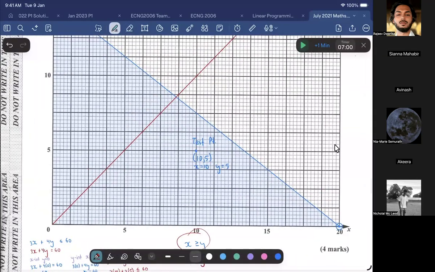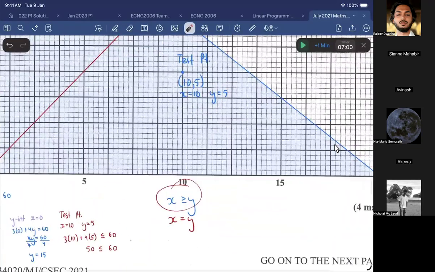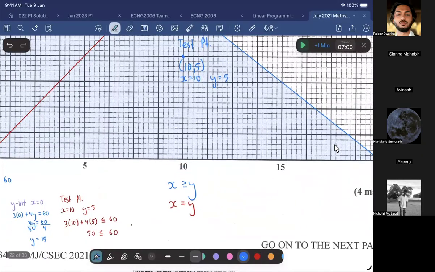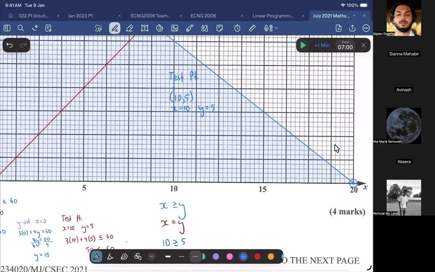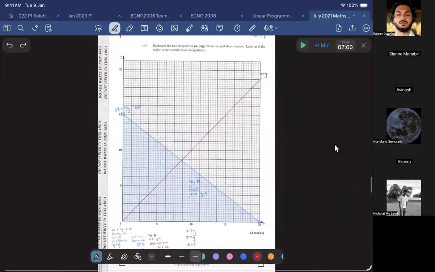We already have a test point, you see, 10,5 in that region. Yes, sir. Right, so let's see if 10,5 would work. So x is 10 and y is what? 5. Is 10 more than 5 or is 10 less than 5? More than. So it makes sense to shade this region, right? Yes, sir.